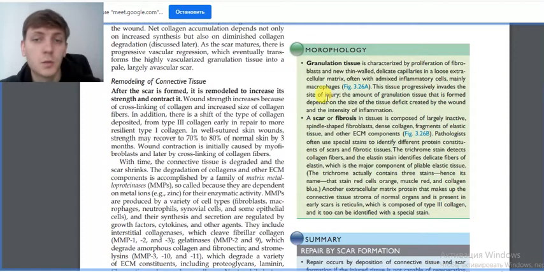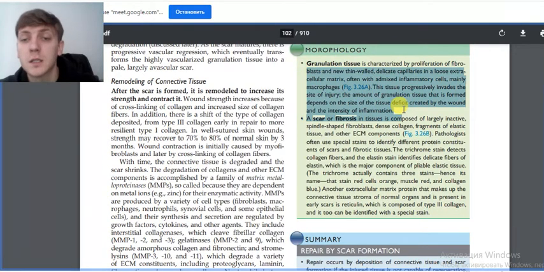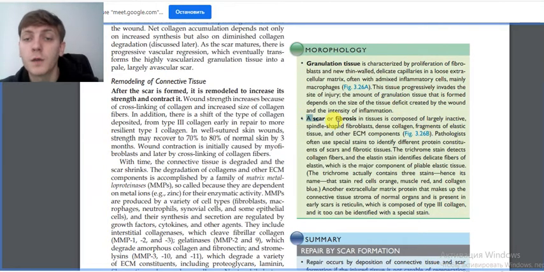Then let's talk about the morphology of chronic inflammation. Granulation tissue is characterized by proliferation of fibroblasts and new thin-walled delicate capillaries and loose extracellular matrix, often with admixed inflammatory cells, mainly macrophages. As this tissue progressively invades the site of injury, the amount of granulation tissue that is formed depends on the size of the tissue deficit created by the wound, and the intensity of inflammation. Scar or fibrosis in tissues is composed of larger inactive spindle-shaped fibroblasts, dense collagen, fragments of elastic tissue, and other extracellular components. Okay, so pathologists can use specific stains to identify this tissue.